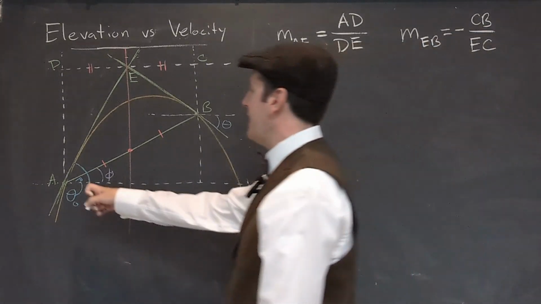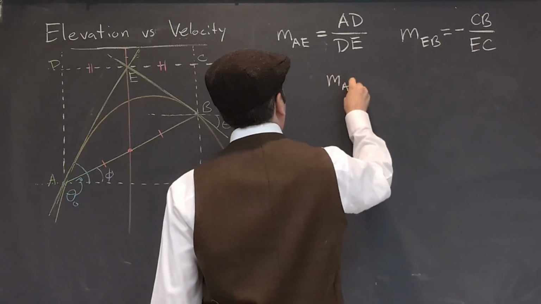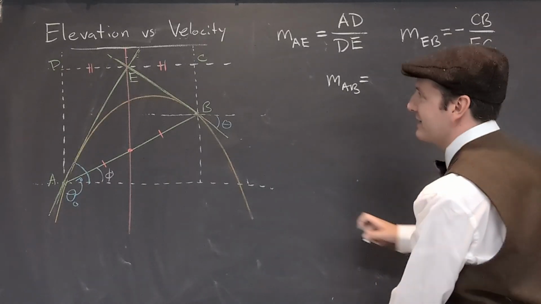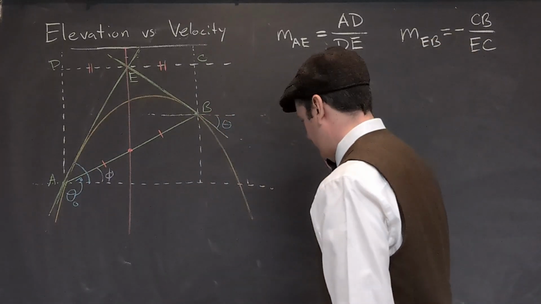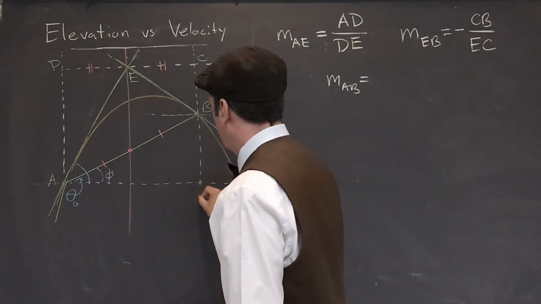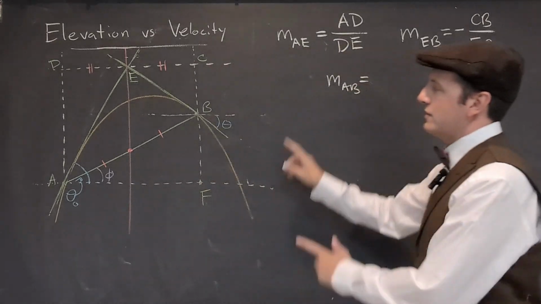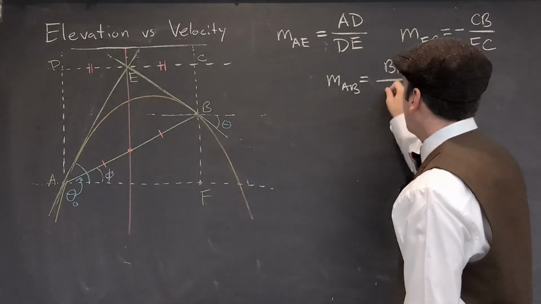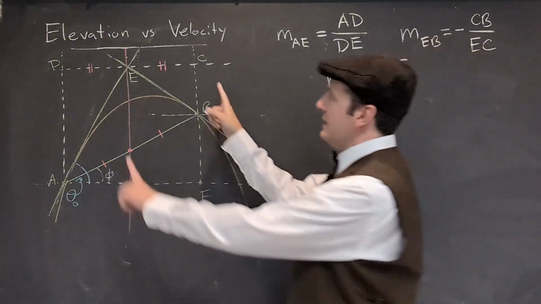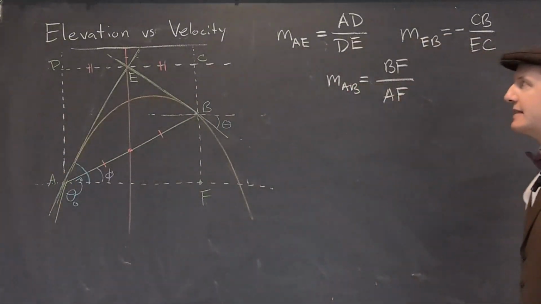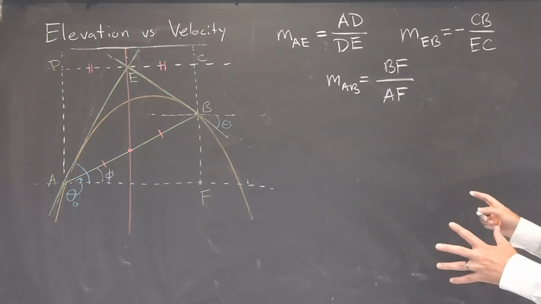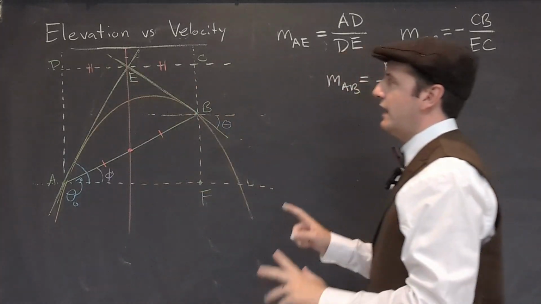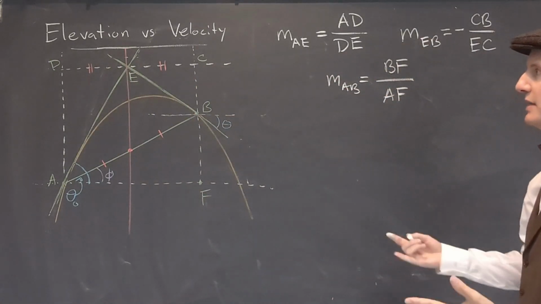Finally, we have the slope of AB, the chord, or the slope of the secant. The rise is this distance. Maybe I will give this a letter right now. Point F. So the rise is going to be BF, and the run is going to be AF, which is actually equal to DC. Now, because of the congruencies here and here, a lot of these can actually be split up or simplified.